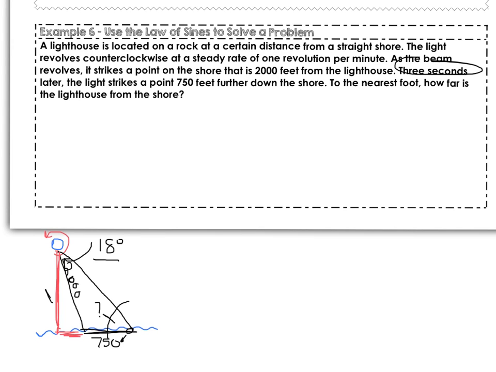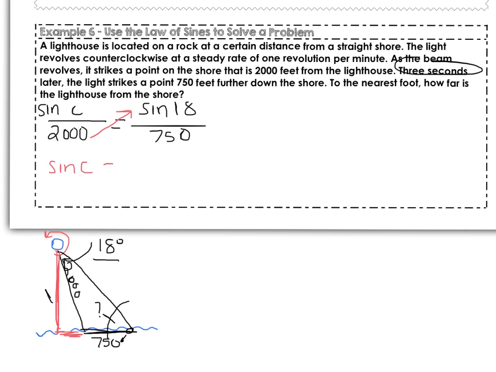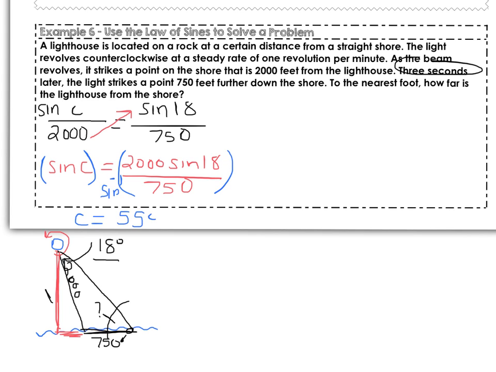So if we solve for this angle, let's call it C, and we place it as sine of C over 2,000, that's going to be equal to sine of 18 degrees over its side length of 750. Then it's just like our problems before. I'm going to multiply by 2,000. So sine of C is equal to 2,000 times sine of 18 over 750. Now I'm going to take the sine inverse of both sides. So C is equal to the sine inverse of this giant quantity. And when I take the sine inverse of that giant quantity, I get that it's about 55 degrees.